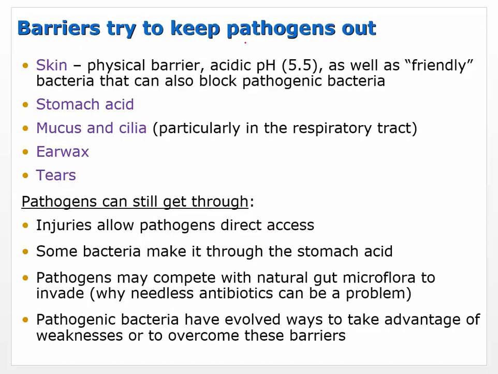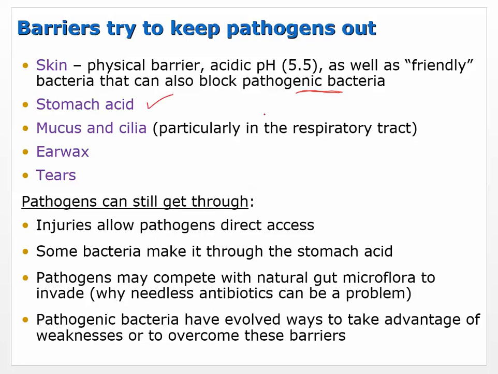Okay, so part of the innate immune response, barriers. So we have barriers that try to keep them out to begin with, so we don't get infected. So skin is a physical barrier. It has a bit of a lower pH, 5.5, and there are also friendly bacteria that can block pathogenic bacteria. We see this in the intestine. A lot of times there are potentially pathogenic bacteria, but we have so many other harmless, sometimes helpful, types of bacteria that these pathogenic bacteria never get a chance. So that's the biggest key, is to try to keep them out.